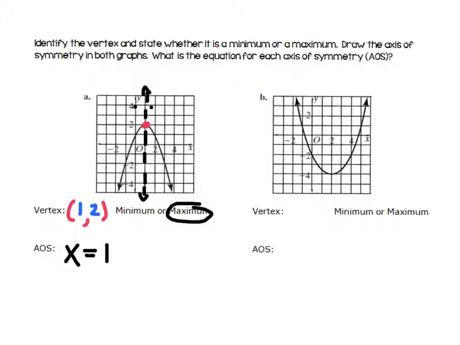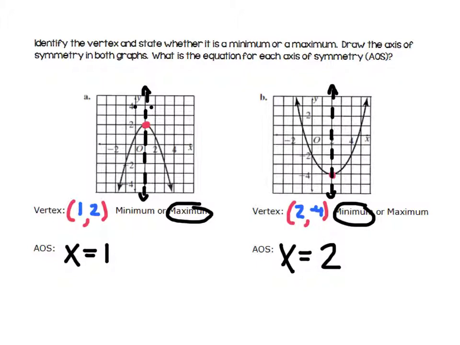B, same concept. Let's find the vertex. I know it's the point in the middle, and it's either the highest or the lowest, and it is right here. That point is, write it down, (2, -4). Now, if it's the lowest point, we call it the minimum. Now, for the axis of symmetry, let me draw the line down the middle. Notice I'm cutting the U shape into two equal halves. The AOS is a vertical line again, so it's going to be x equals 2.